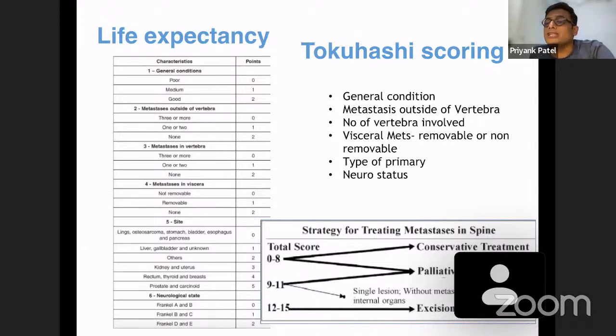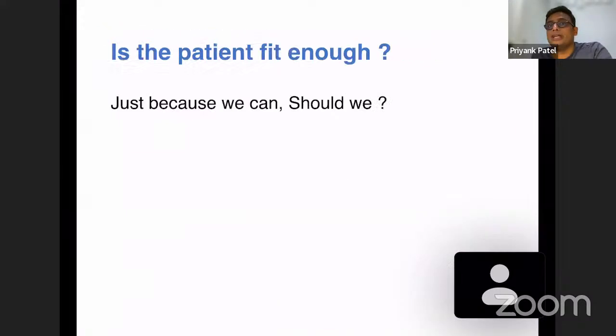So these are a few scoring systems which are there. The famous ones are Tomita's and the modified Tokuhashi scoring system. Just go through them once. It's all available online, and you'll understand what the different things are that you want to study when you are doing this scoring system.